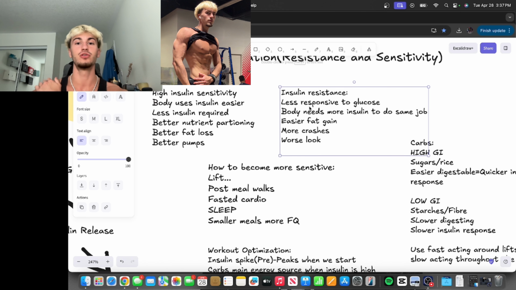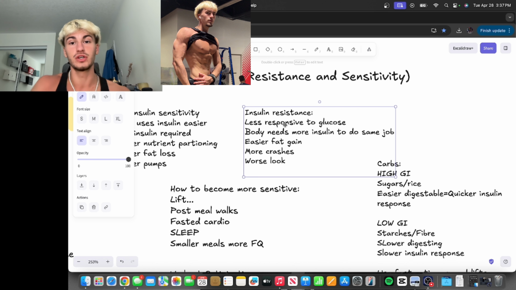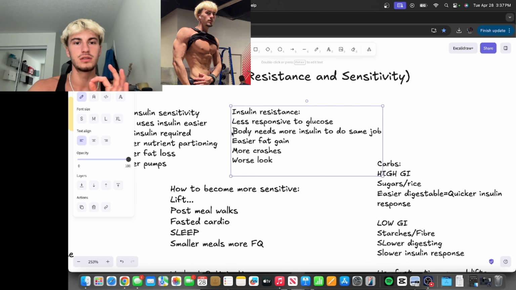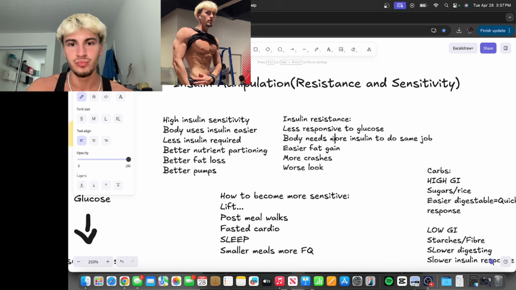On the other hand, if you are insulin resistant, that means you are less responsive to glucose. So let's say I had a tablespoon of honey and I was insulin resistant, well, it would take longer for my body to produce insulin, and it'll produce more insulin to do the same job. This is what people don't get. When you're resistant to insulin, your body uses so much more to do the same job, whereas if you were sensitive to it, super sensitive, right?